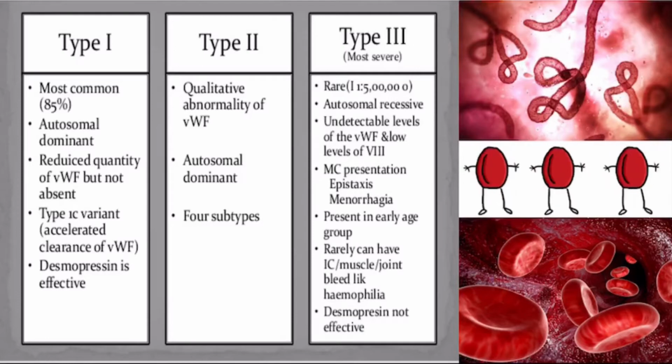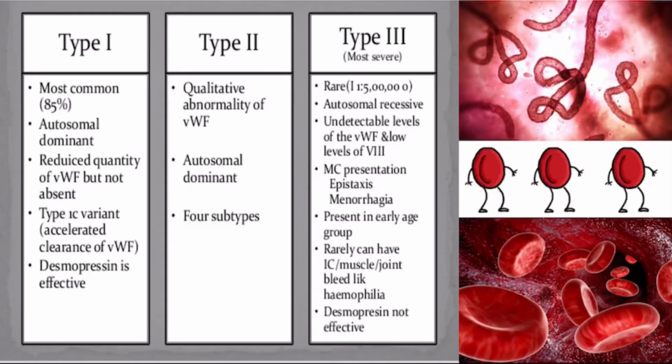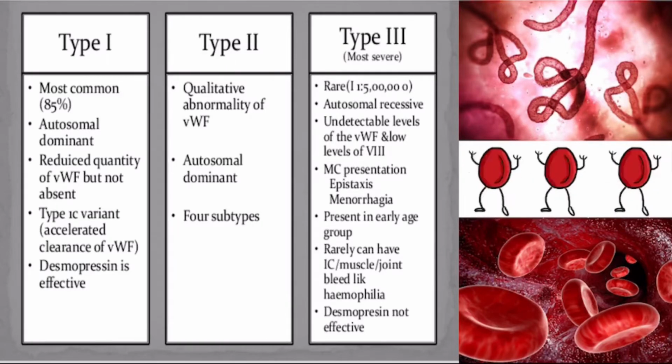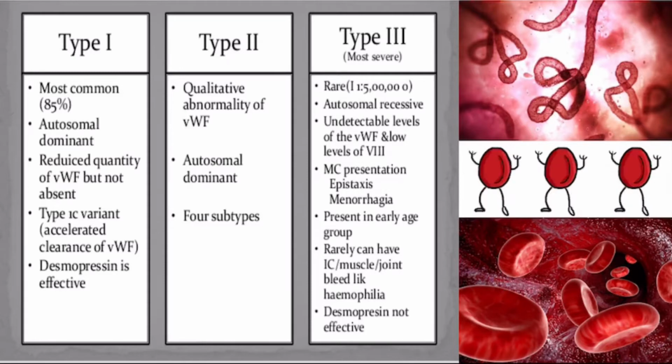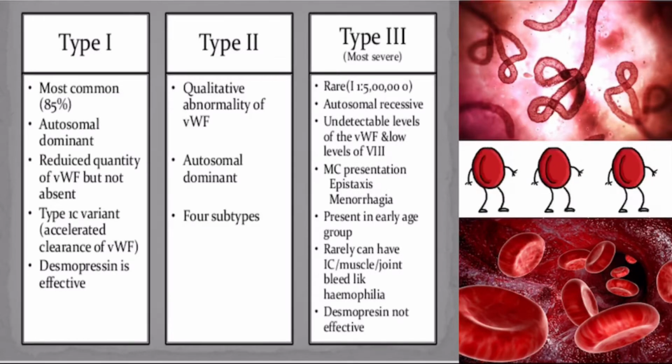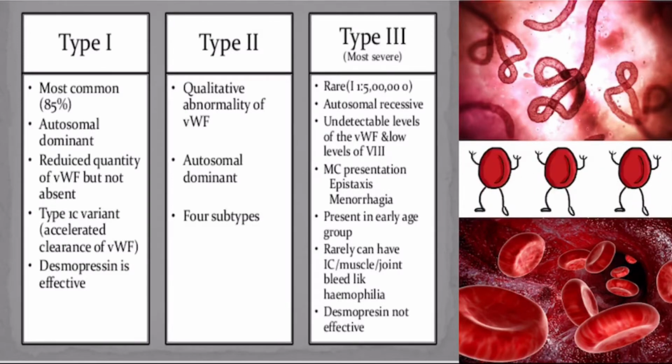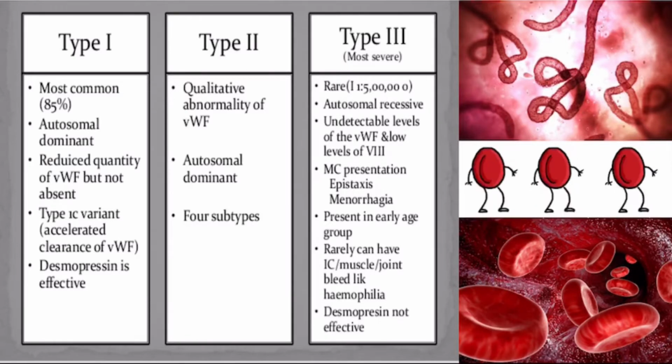So these pictures explain the types. Type 1, as it says, is the most common, and it's dominant. It has reduced quantity of the von Willebrand factor, but it's not absent, so they have some of that protein. Type 2 is abnormal, and it's also dominant, but it has 4 subtypes. Type 3 is the most severe and very rare, as shown in that ratio, and this is recessive. They have no von Willebrand factor proteins.